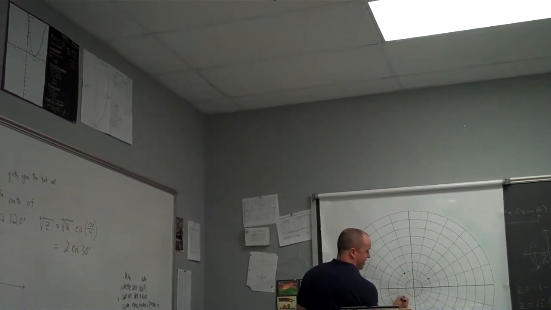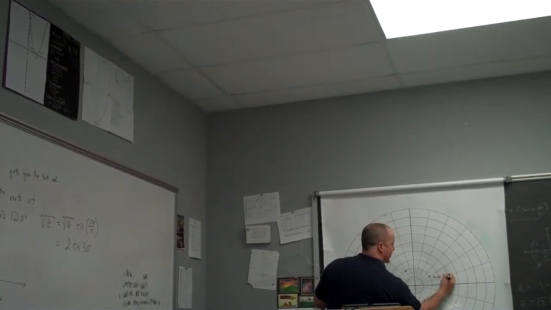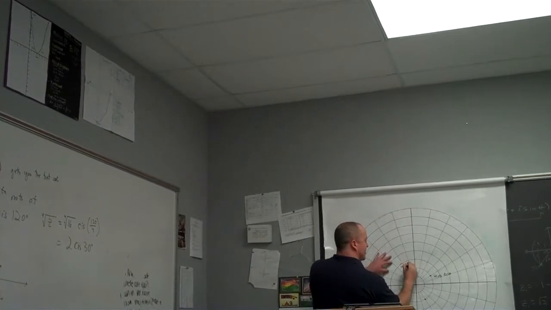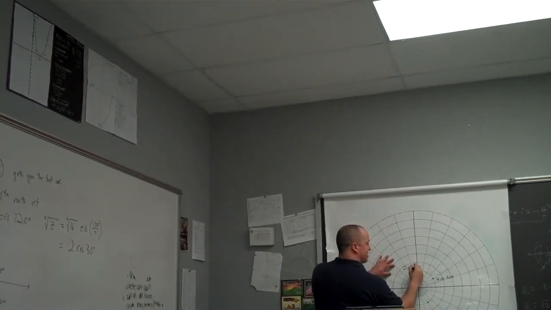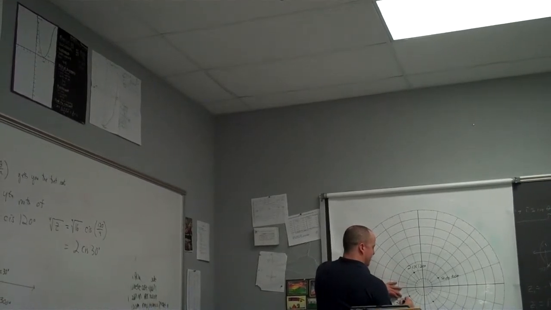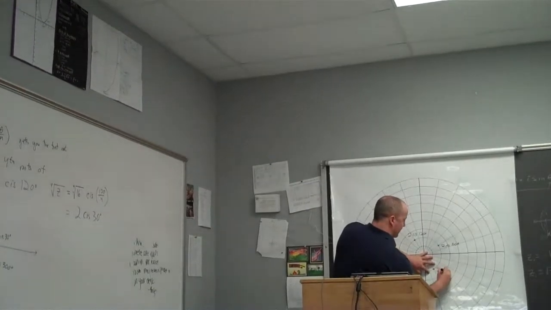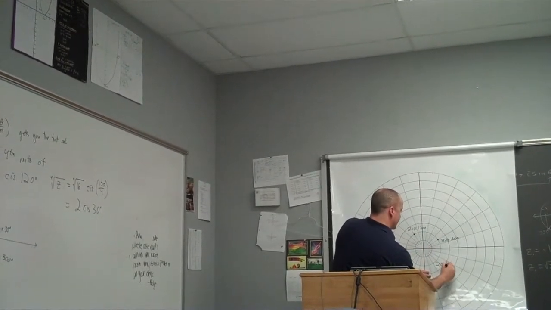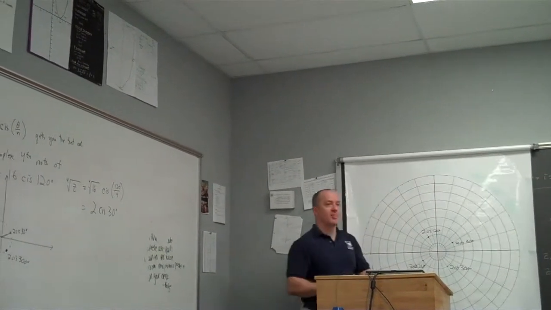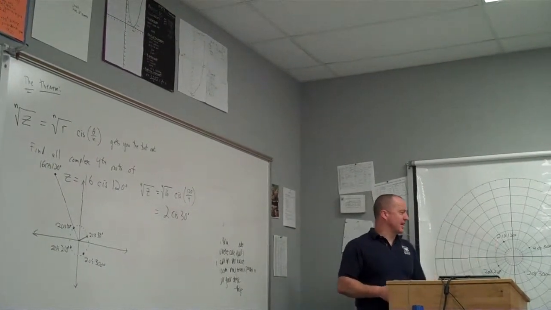And these are my 4 points. Here's my 2 cis 30. Here's my 2 cis 120. Here's my 2 cis 210. And then here's my 2 cis 300. By the way, Isabel, just check me. Okay, good. So on polar graph paper, I think this is actually really easy.